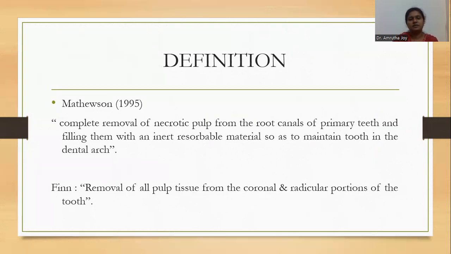So pulpectomy means the removal of coronal and radicular pulp, and we have to fill the radicular area or the root canal with a resorbable material, because the primary tooth has to exfoliate and the permanent tooth needs to erupt into that particular position. So the material used to fill the root canal should be resorbable, and this will maintain the tooth in the dental arch till its exfoliating time.